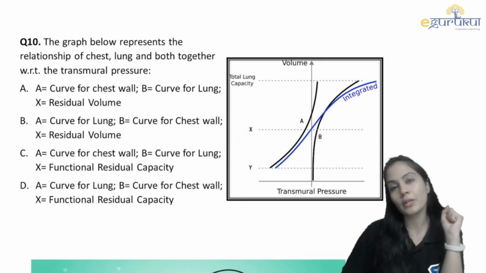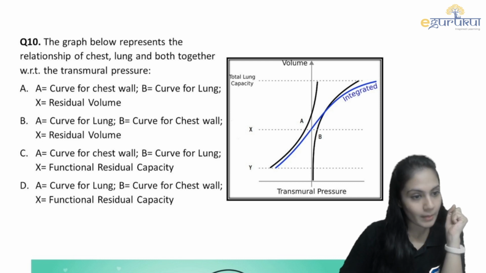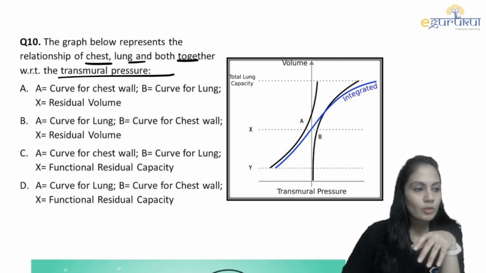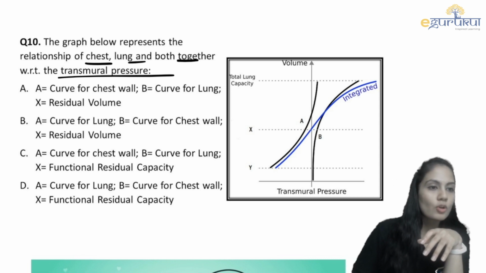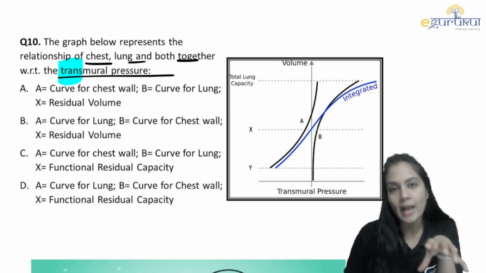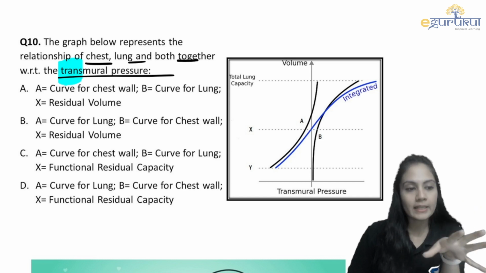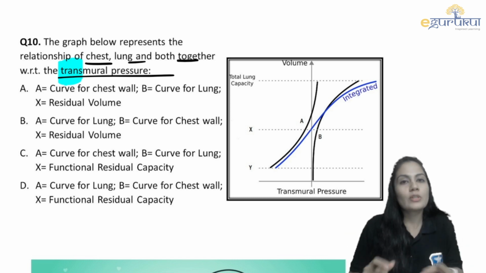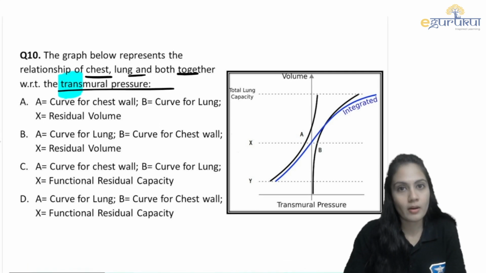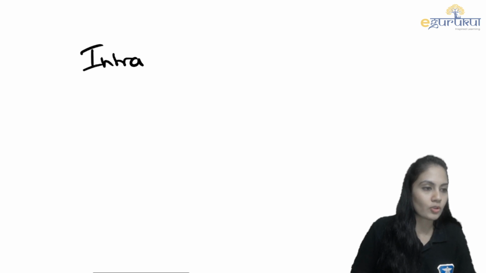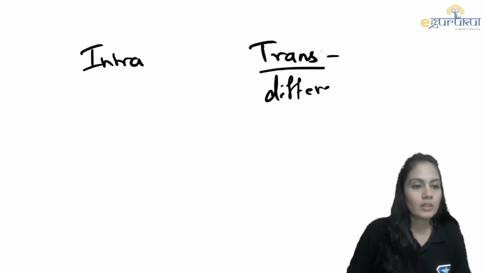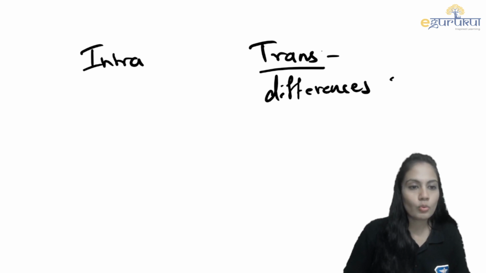Let's move on to the last but not the least question, important regarding the respiratory system. Again the graph is given. The graph below represents the relationship between the chest, lung and both together with respect to the transmural pressure. Now whenever we talk in terms of pressures, whenever I teach, I divide it into either trans or intra. So intra-alveolar, intrapleural, intrathoracic, right? We talk in terms of one pressure when we talk about the intra types of pressure. But when we talk in terms of trans pressure, we always talk in terms of differences in the two compartments.